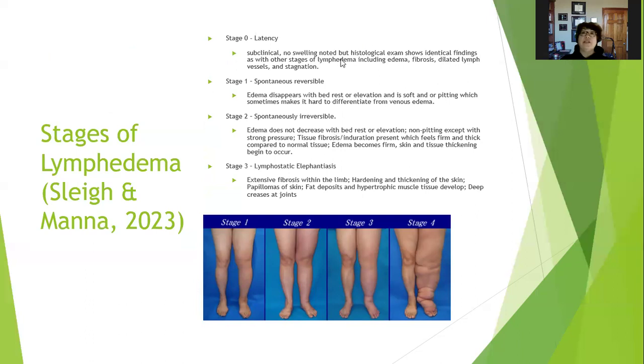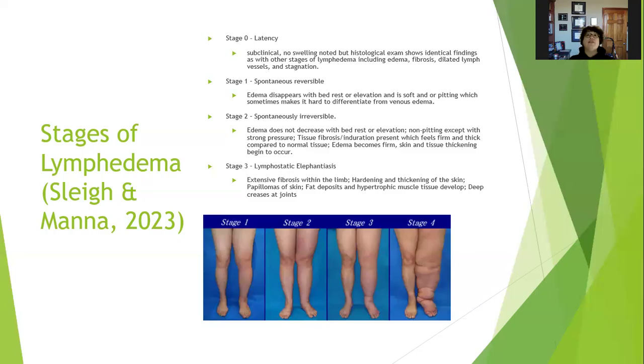So the stages of edema. Stage 0 is where it's latent. These are stages of lymphedema. If you have lymphedema, you have it for life. You're not going to get rid of it. But you can be in stage 0, where it's latent, it's subclinical. There's no swelling noted, but there are histological findings that you can see if you look at tissues under a microscope, including microedema and fibrosis and dilated lymph vessels with stagnation of fluid. So even though you don't notice any swelling, there's stuff going on under the surface.